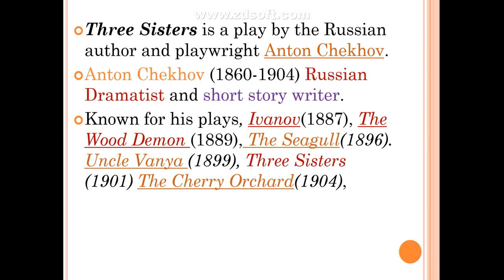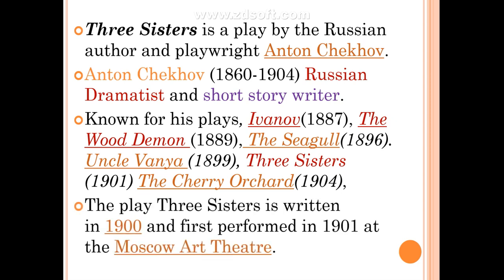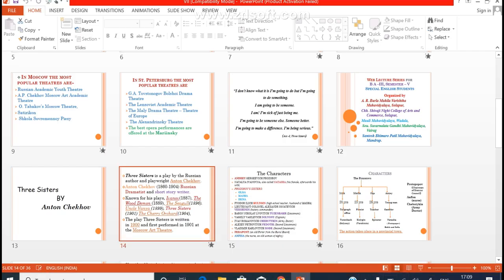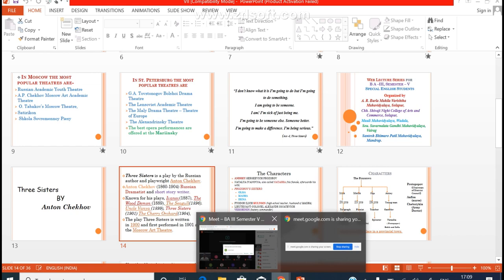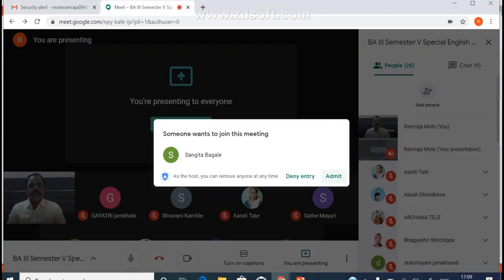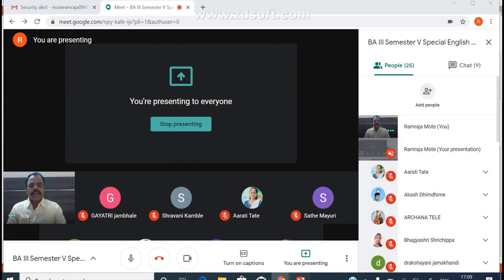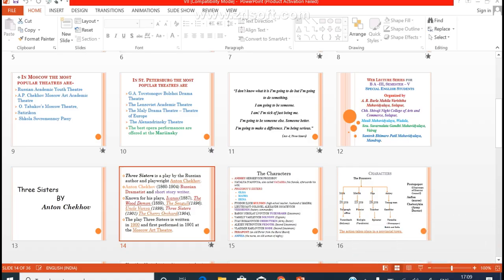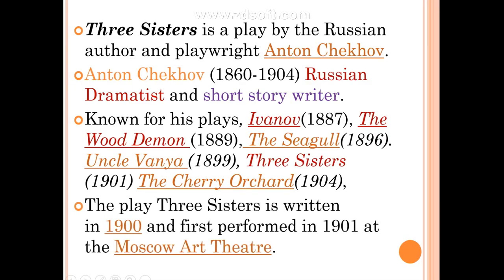He has written a number of plays, and all these plays I have put on the screen. Then we discussed the present play, Three Sisters, which was written in 1900 and first performed in 1901 at the Moscow Art Theater. We discussed this in the last lecture.